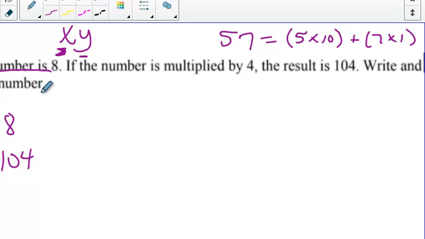Okay. So now all we have to do is solve this thing. What would be the best method to solve this? Anyone?